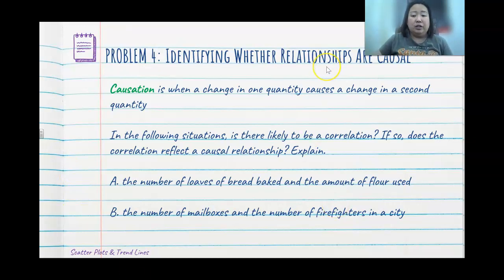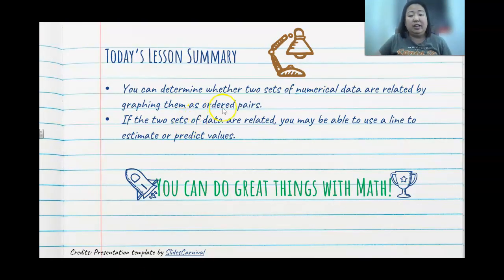Okay? So, to summarize our discussion, you can determine whether two sets are related by graphing them as ordered pairs. That's our scatter plot. And if two sets are related, then you may be able to use a line to estimate or predict values from it. Okay.